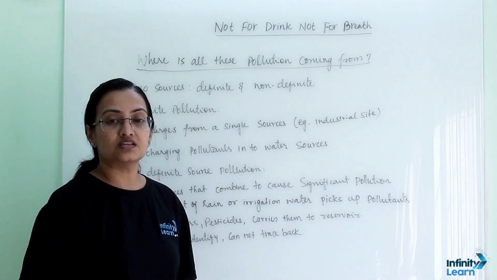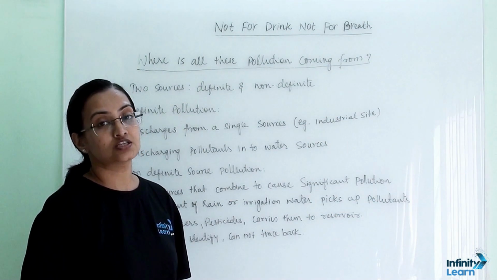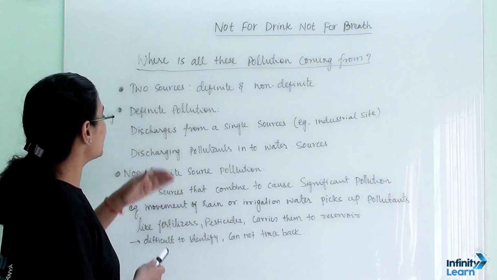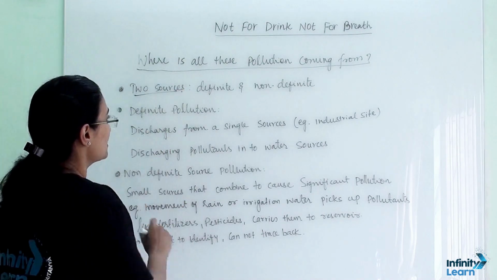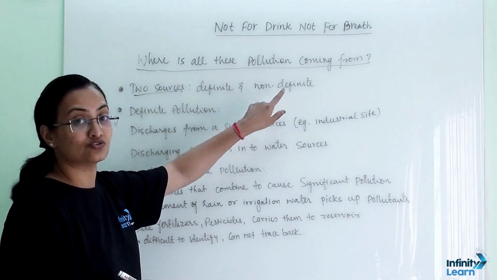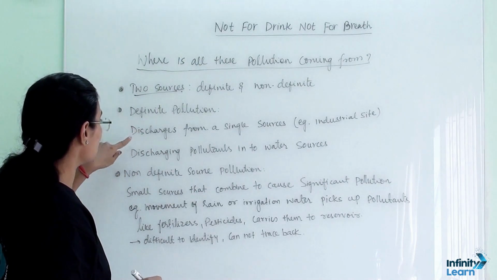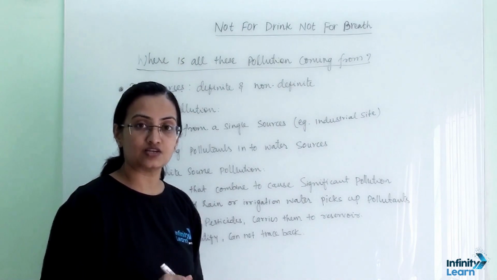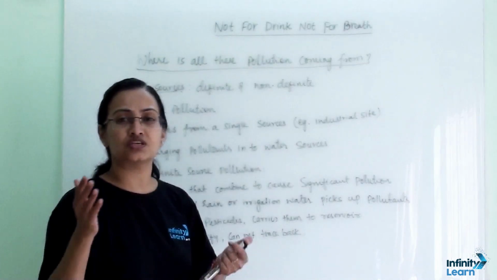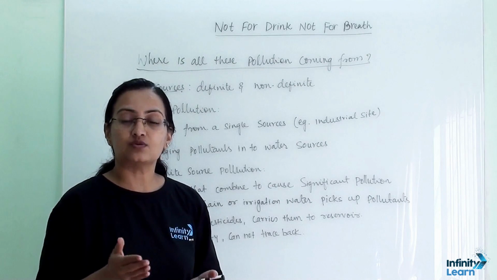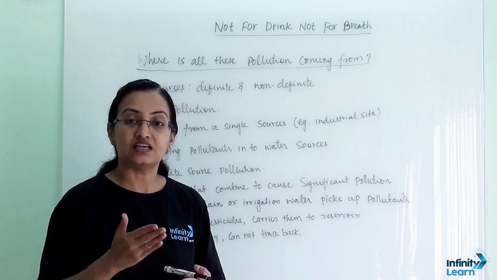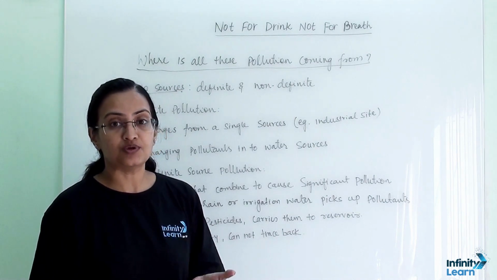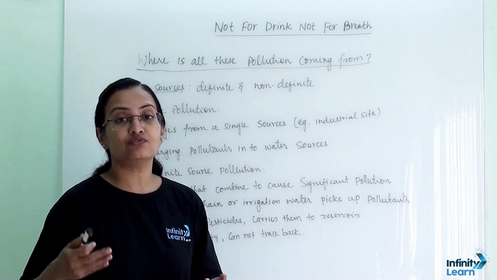Our next topic is where all this pollution is coming from. What are the root causes of this pollution? There are basically two sources of pollution. First is definite and second is non-definite. Definite pollution is discharge from a single source. For example, one industrial site is causing the pollution. Some SPM, that means suspended particulate matter, is released into the air, or it generates some liquid waste, which we have to treat and then discard.